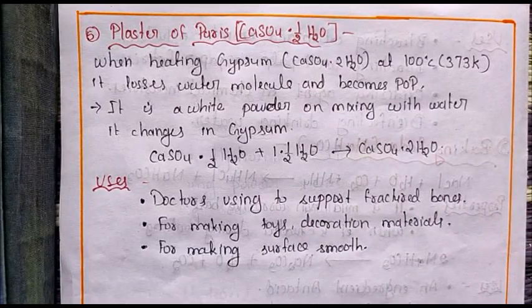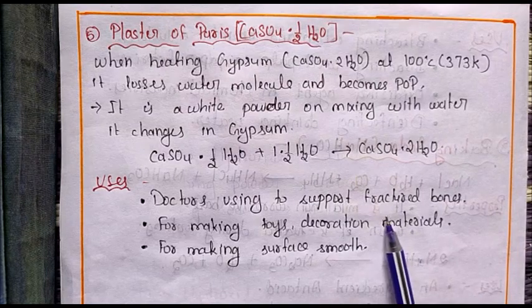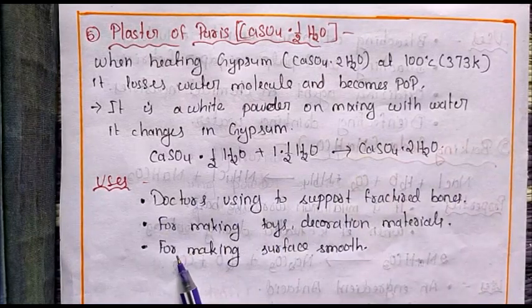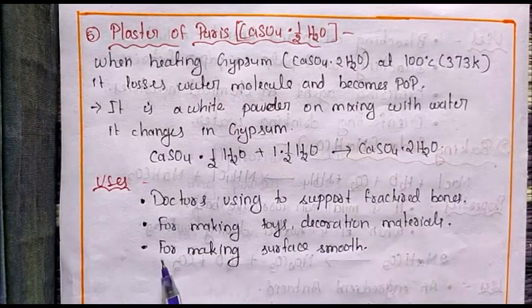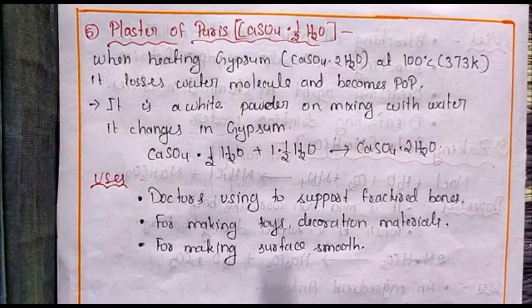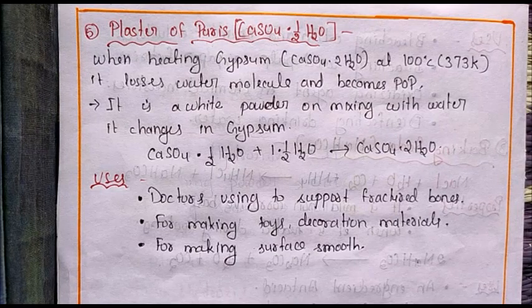Uses of POP: doctors use it to support fractured bones. It gives hardness or strength to your bones. So at the time of bone fractures, doctors use POP as a support. For making toys, decoration material. It is also used for making toys and decoration. For making surfaces smooth. In some houses, to make the walls smooth and decorated, we can use plaster of Paris.